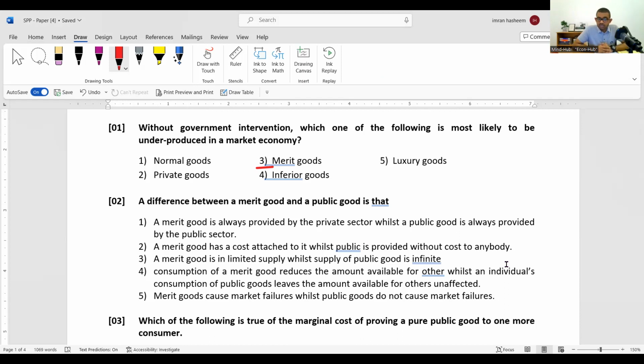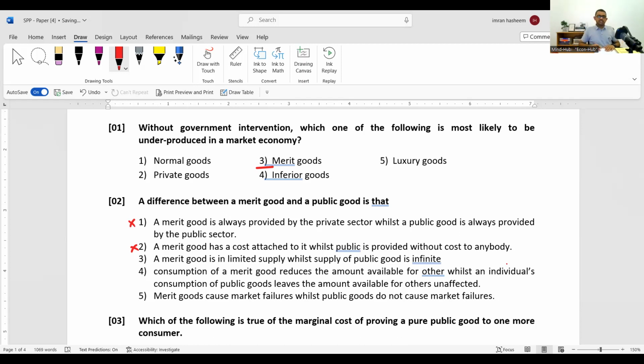So second answer says merit goods have a cost attached to them, whilst public goods are provided without a cost to anybody. That's not true. Government has to incur a cost to provide public goods. Even public goods have an opportunity cost. What public goods do not have is marginal opportunity cost or a marginal cost. Public goods have a cost. Government has to allocate scarce resources, taxpayer resources or money, and produce these goods, right? Because the private sector doesn't produce. That's a failure of the market system, right? So these are out.